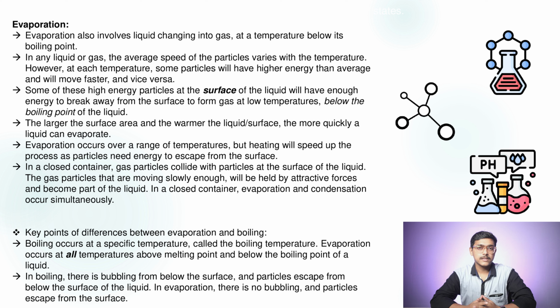Now, let us take a look at the key differences between boiling and evaporation. Boiling occurs at a specific temperature called the boiling temperature. Evaporation occurs at all temperatures above the melting point and below the boiling point of the liquid. In boiling, there is bubbling from below the surface, and the particles escape from below the surface of the liquid. In evaporation, however, there is no bubbling, and the particles escape from the surface of the liquid.